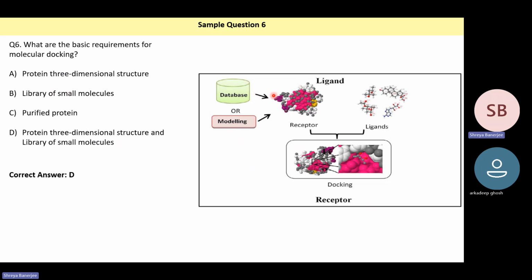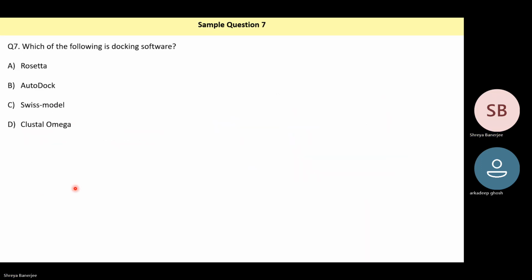Once you have the receptor and the library of ligands, the docking software will fit the ligand to the binding pocket and it will predict the binding energy. So the basic requirement for docking is D. You need the protein 3-dimensional structure to get a clear idea of the binding pocket and a library of small molecules to scan to find the best binding ligand. So that is option D. The 7th question is asking, which of the following is the docking software?